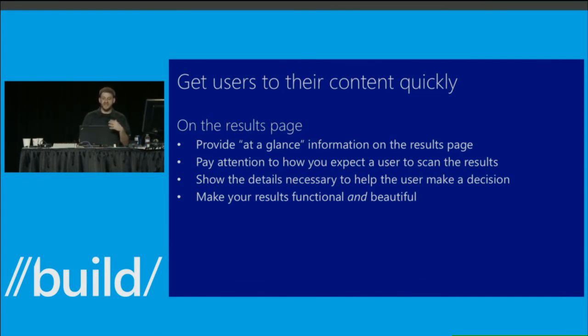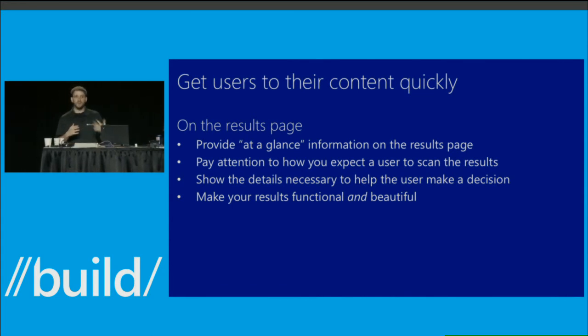Show the necessary details to help the user make a decision. When we're showing web results in Smart Search, we are showing a screenshot, a big screenshot of the website. And we're doing that so that users can make the right decision on the first time and not have to go back and forth between search results and individual results to find the thing that they want.